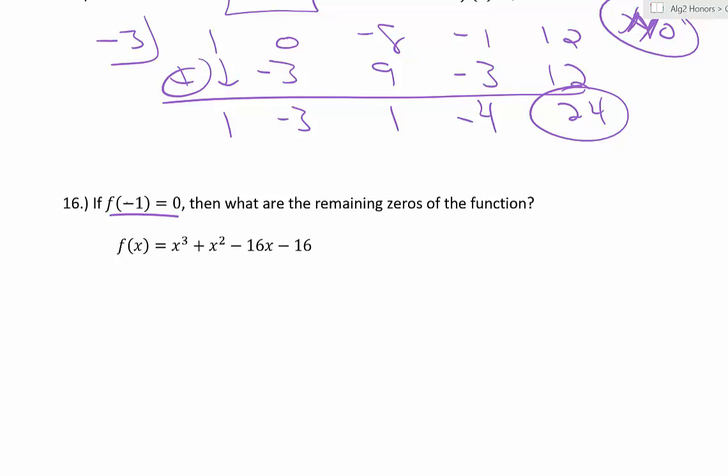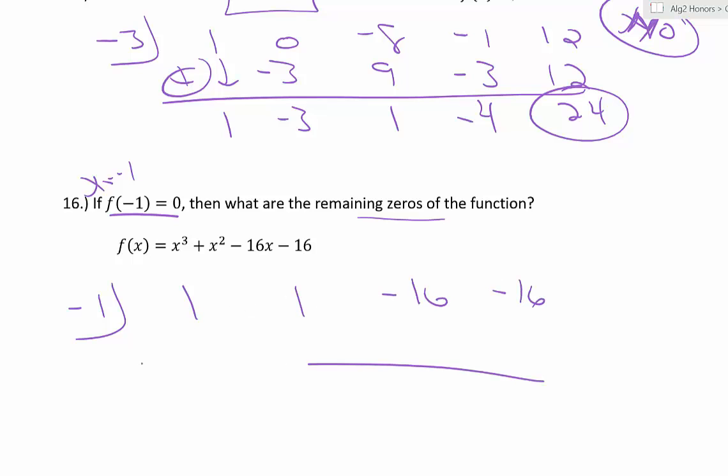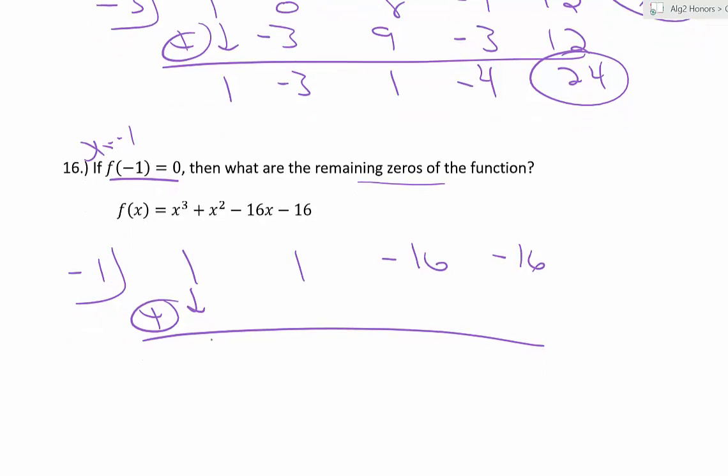Alright, so they're telling me that negative 1 is the solution. X is negative 1. What are the remaining zeros? So this is where I definitely want to use synthetic division because I want to get this x to the third power down to x to the second power. Alright, so we have 1 comes down, I get negative 1, I get 0. Ooh, that's unique. I get 0, I get negative 16, I get 16, I get 0.